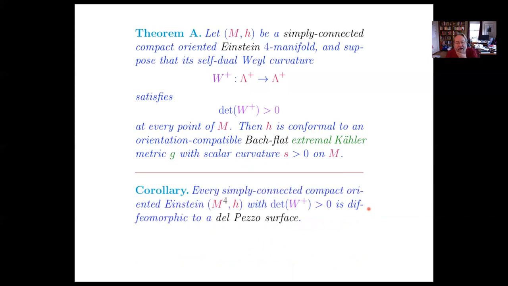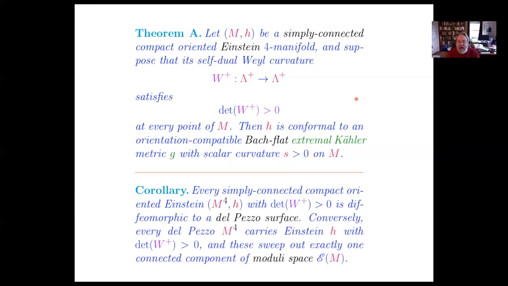All right, so in particular, if you put in the simply connected hypothesis, of course, that means there aren't any non-trivial double covers, and so this process really does work on the original manifold. So a corollary is that every simply connected compact oriented Einstein manifold with the determinant of W plus everywhere positive is necessarily diffeomorphic to a del Pezzo surface, and in fact, one can then see that these metrics sweep out exactly one connected component of the Einstein moduli space for that four-manifold.